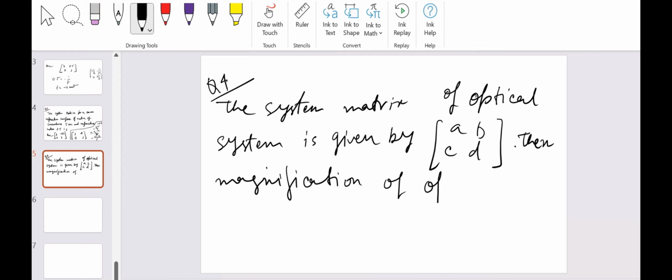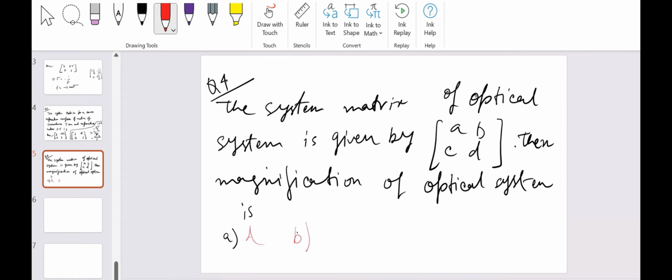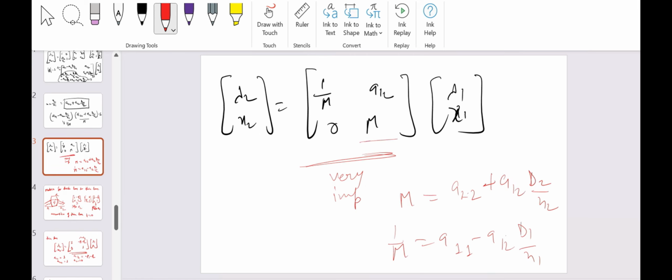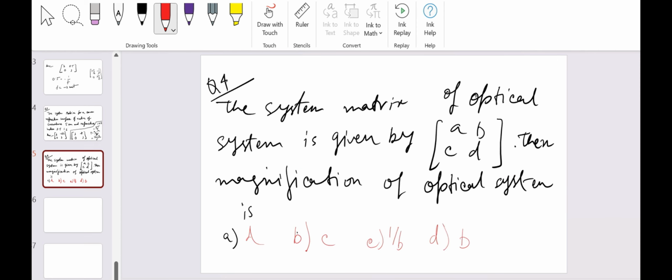Magnification of an optical system is question number 4. Option A is D. Option B is C. Option C is 1 by B. Option D is B. So we already know that this thing is magnification, and here that is D, so the answer will be D.